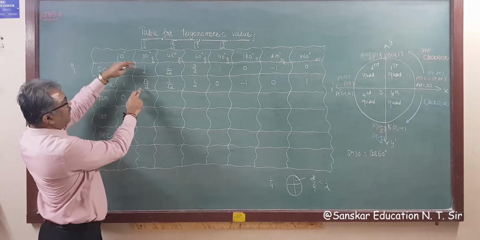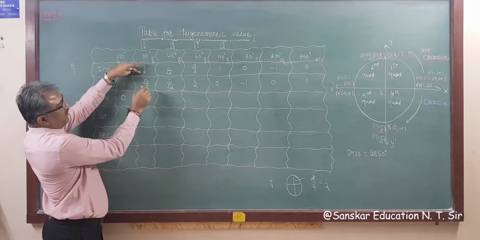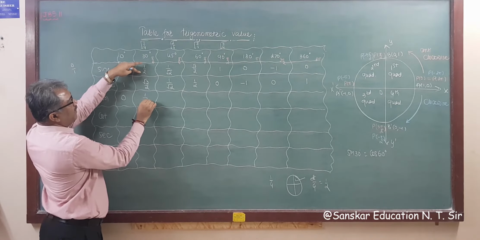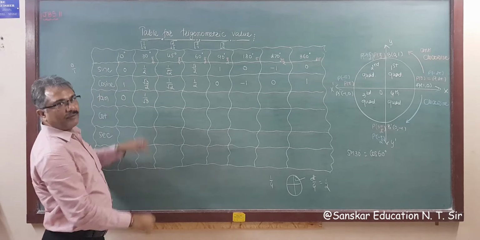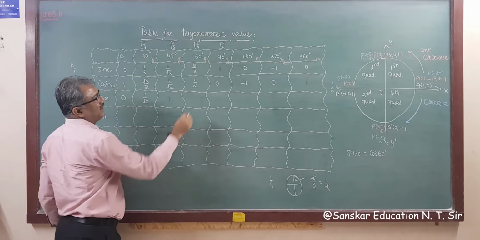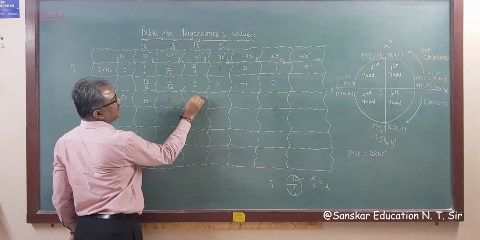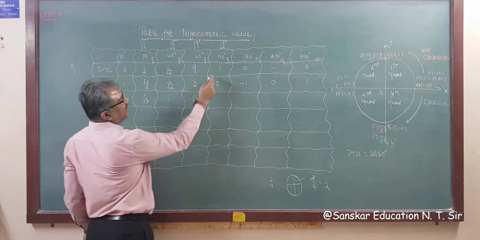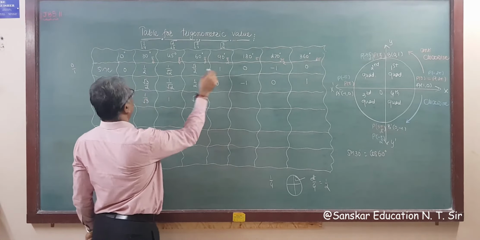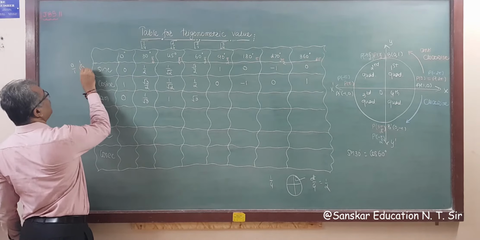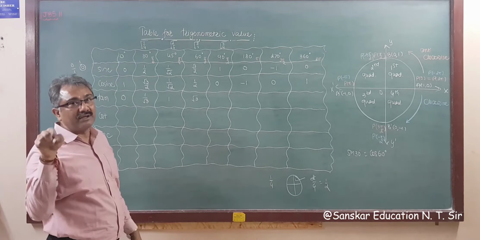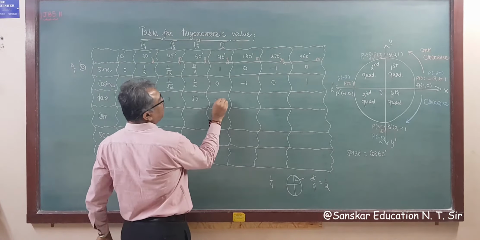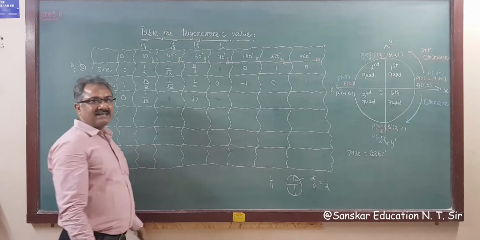Tan 30: 1 upon 2 upon root 3 by 2, so 2 will be cut, answer will be 1 upon root 3. Tan 45: 1 upon root 2 upon 1 upon root 2, that is 1. Tan 60: here 2 will be cut, so answer is root 3, right? Tan 90: this is 1 upon 0, so denominator is 0, that is not defined, so I am putting a dash sign here.